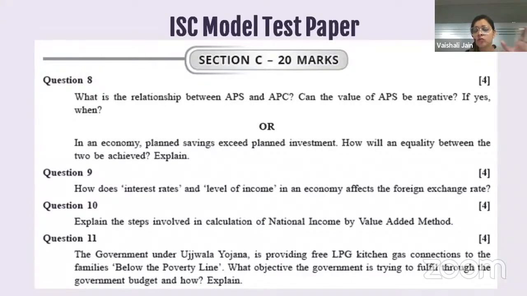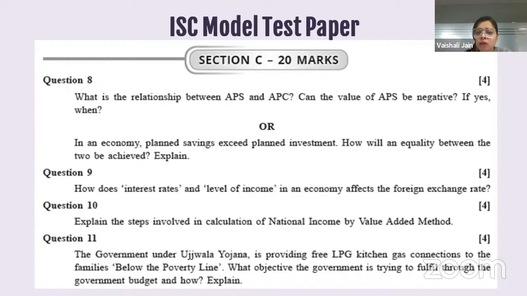This question, the child has to relate how the interest rate will impact the foreign exchange. Again, if we see this question, although it is not bifurcated into 2 parts, it itself shows that it is in 2 parts. That is, the A part is how interest rate affects foreign exchange, and the B part is how level of income affects foreign exchange rate.